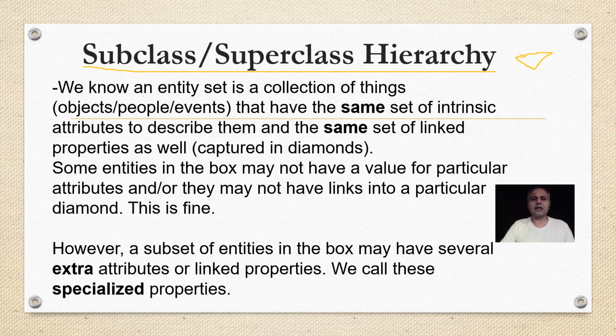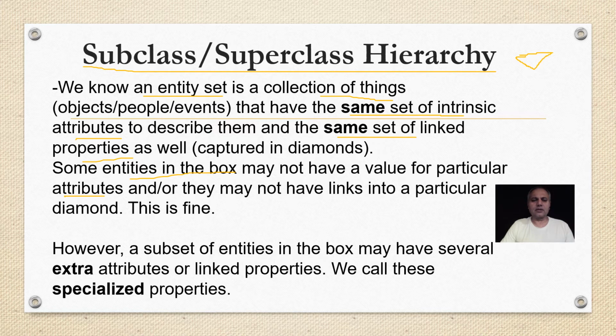So let's start out by looking at any entity set. We know that any entity set is a collection of things where all the things in the box have the same set of intrinsic attributes to describe them and the same set of linked properties as well that are shown as associative diamonds. Now it's possible, of course, that some things in the box may not have a value for particular attributes, and or they may not have links into a particular diamond. This is fine. For example, not every student needs to take a course section. Not every professor needs to have taught a course section. So all of that is fine.